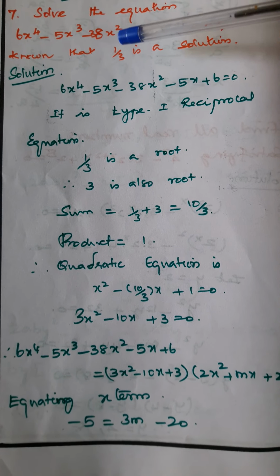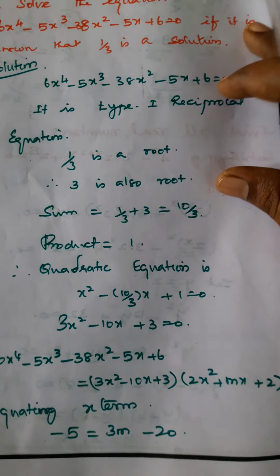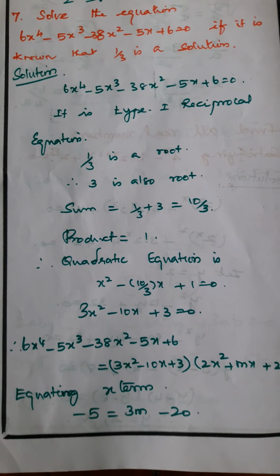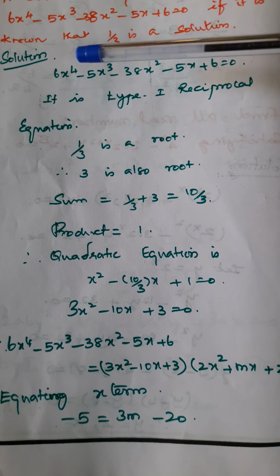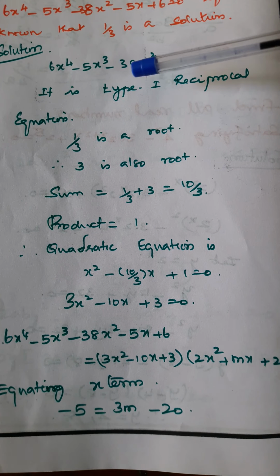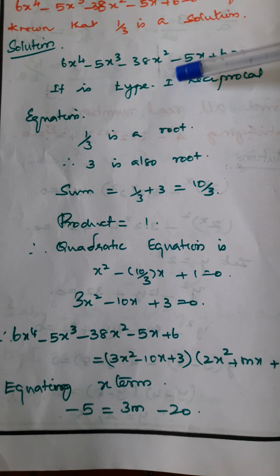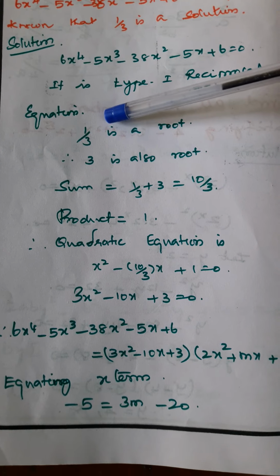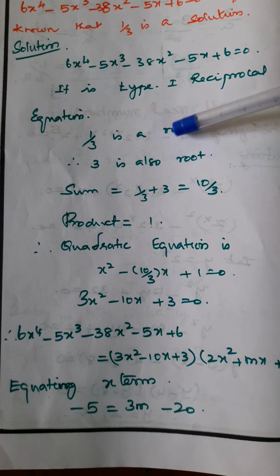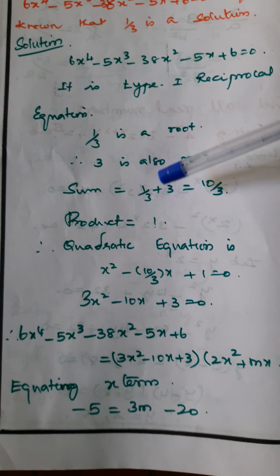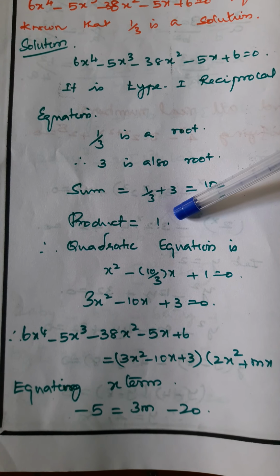If it is known that 1 by 3 is a solution, the question says we have one root, so we have to find the other 3 roots. So how will it be? It is a type 1 polynomial equation or reciprocal equation. So 1 by 3 is a root, which means 3 is also a root. Then we can frame the quadratic equation from the sum of the roots and the product of the roots.